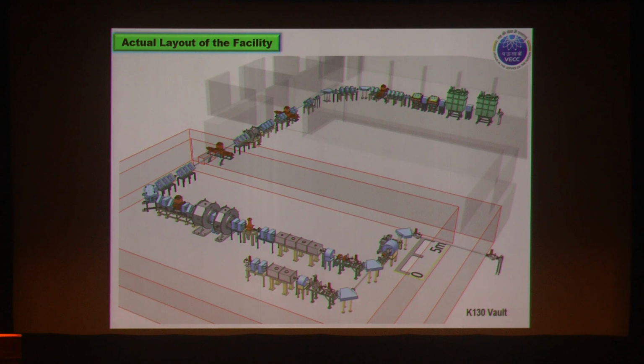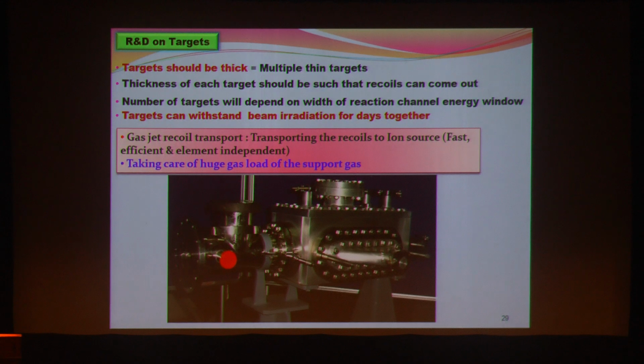So first, let us start with the R&D of targets. First of all, the target should be thick, or it should be multiple thin targets, because we have to maximize the production cross-section of the RI beam. So we are at present concentrating on the multiple thin target approach.